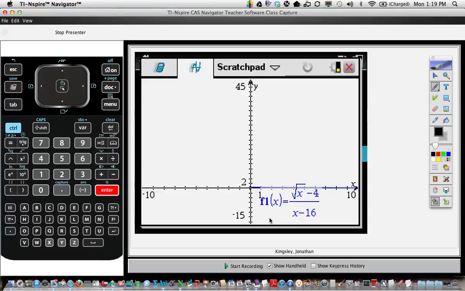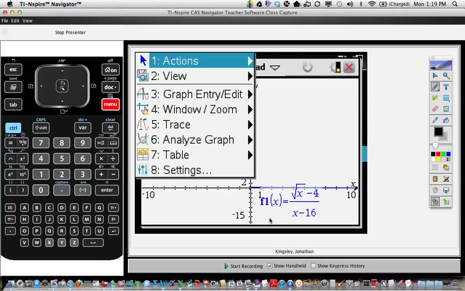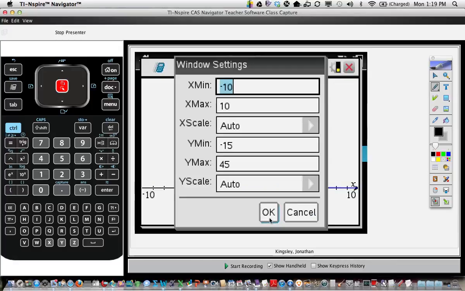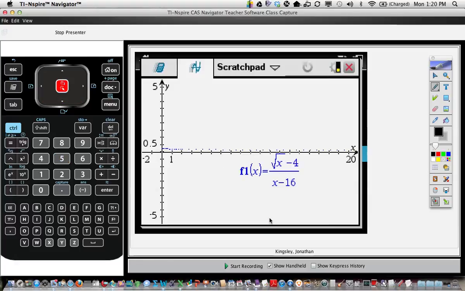We want to do this as x approaches what? We want to do the limit as x approaches 16. So let's make our x's go from, say, -2 to 20, because we want 16 to be in there. And our y's, we really don't need all that y space. It's way down there. Let's go -5 to 5 maybe. The window doesn't matter so much for what we're going to do here in a minute.